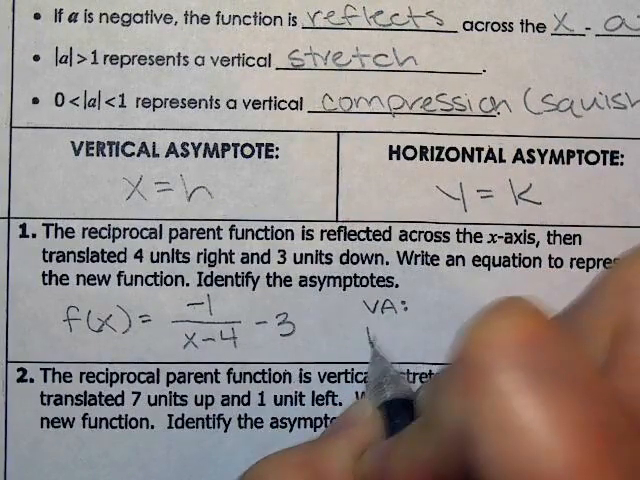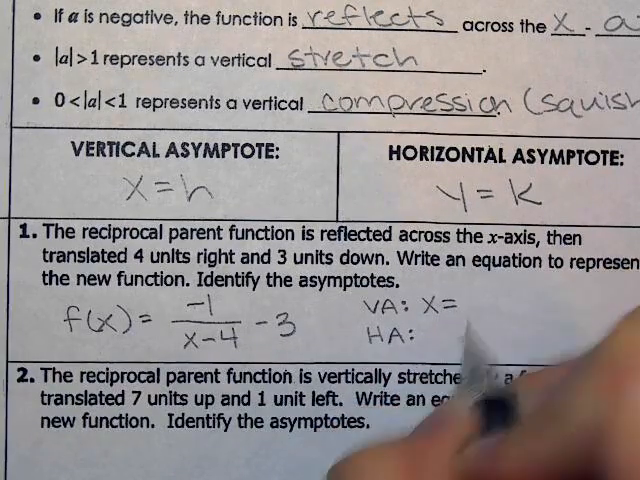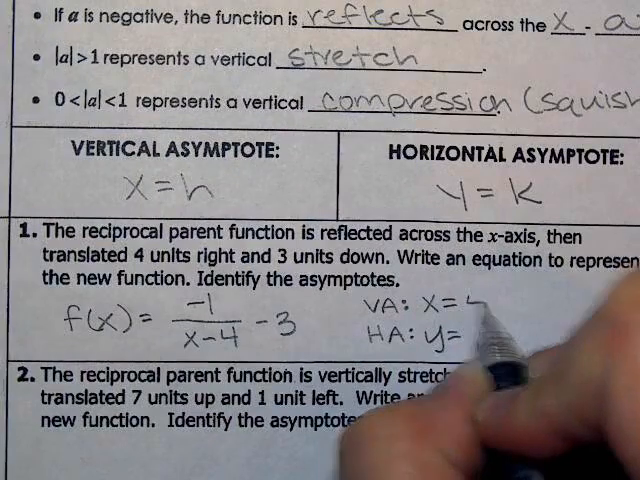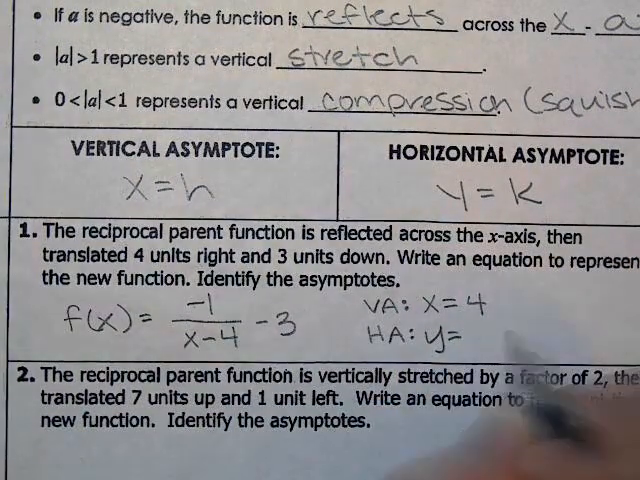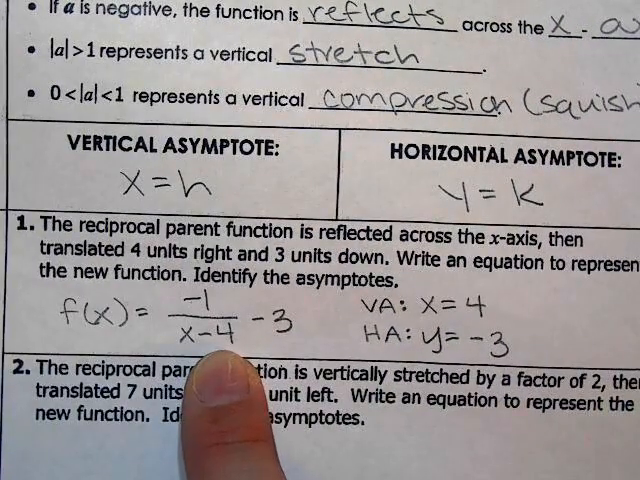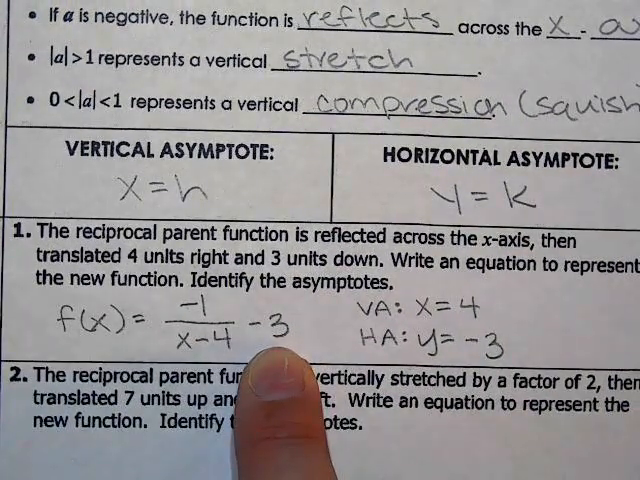This is going to be X equals, this is going to be Y equals. What is the X going to equal? Four, positive 4. What does the Y equal? Negative 3. Perfect. There we go. So I do the opposite sign of the H for the X. X equals positive 4. The exact same sign for the Y. Y equals negative 3. So we got our H and K.